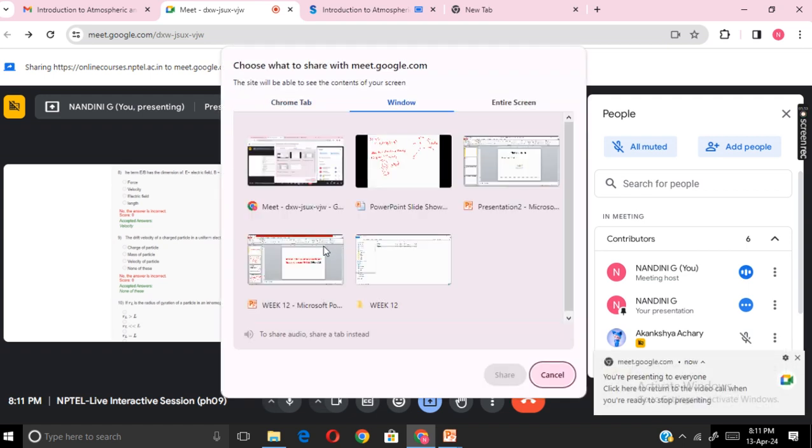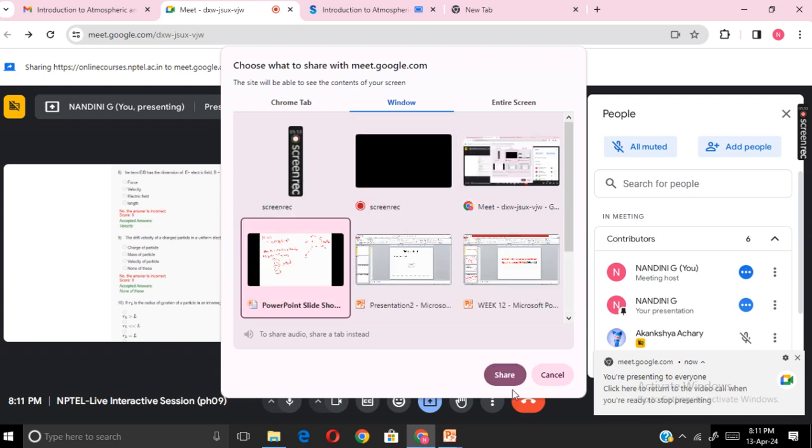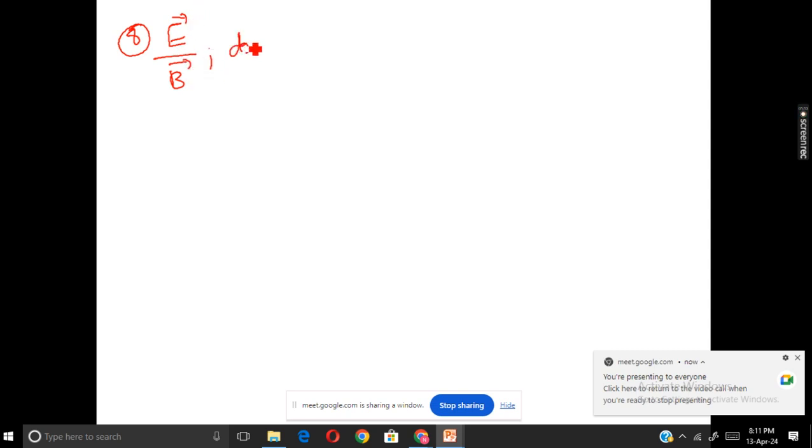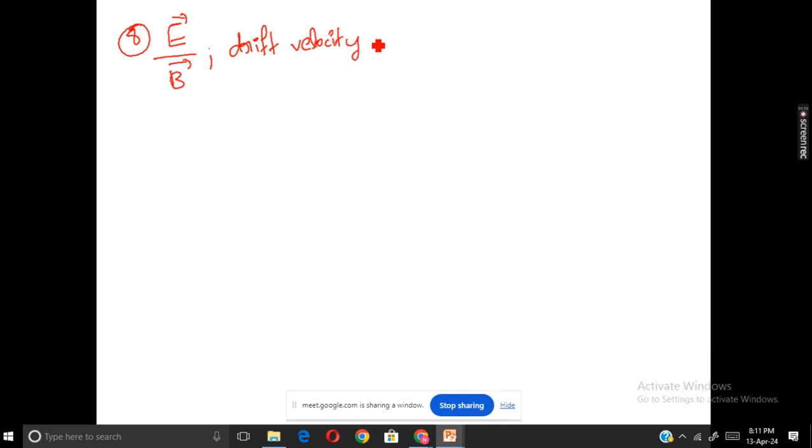One way to do it is to substitute the units for E and B. And one easy way to remember, if you guys remember, when we learned how a charge will behave in the presence of both electric and magnetic field, we found a term known as the drift velocity, which was having the same equation, which is basically E by B.